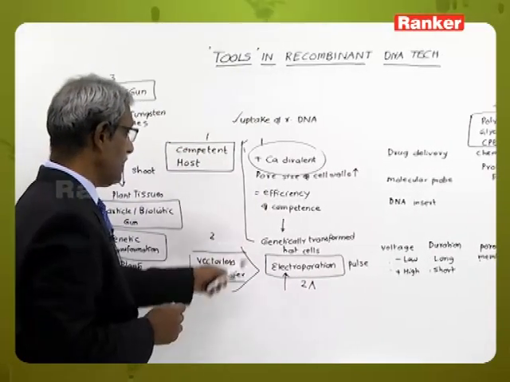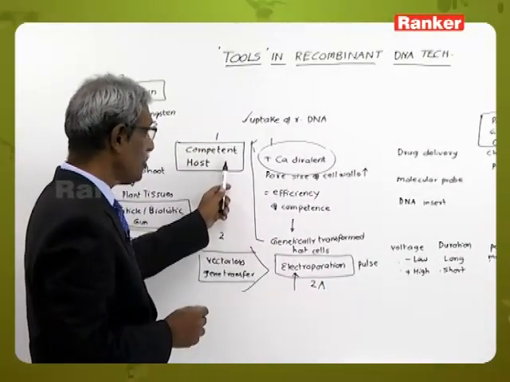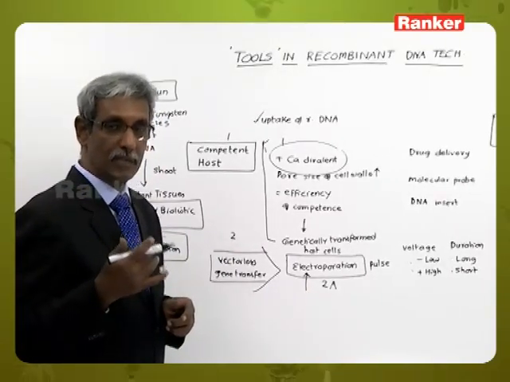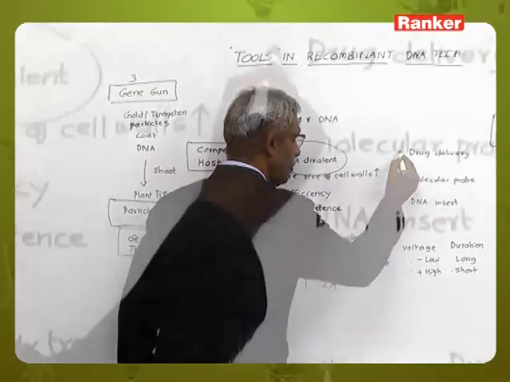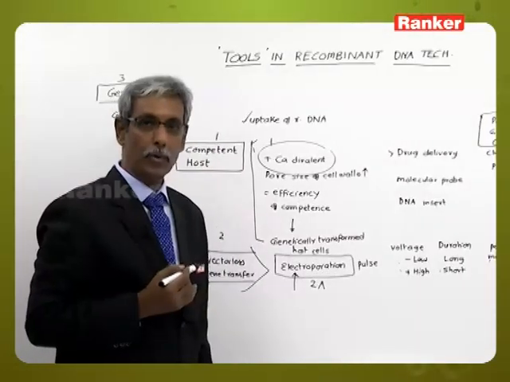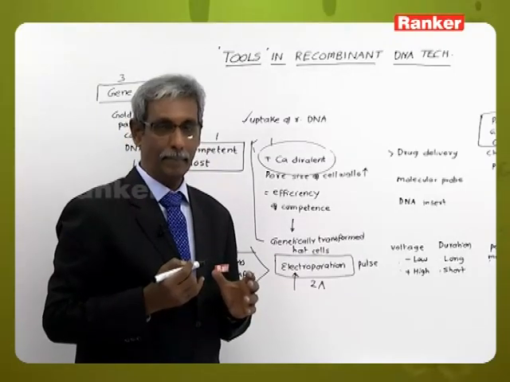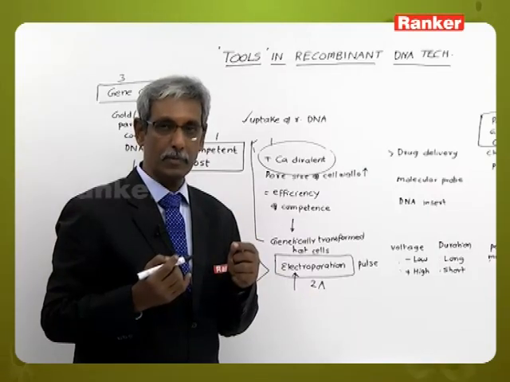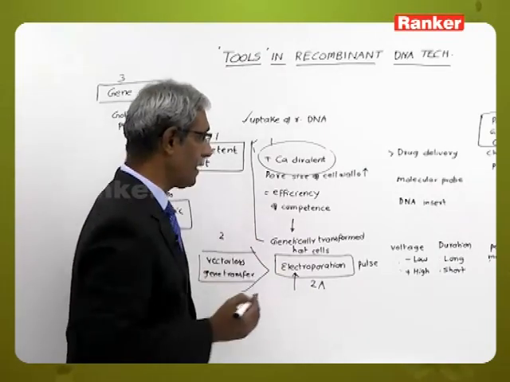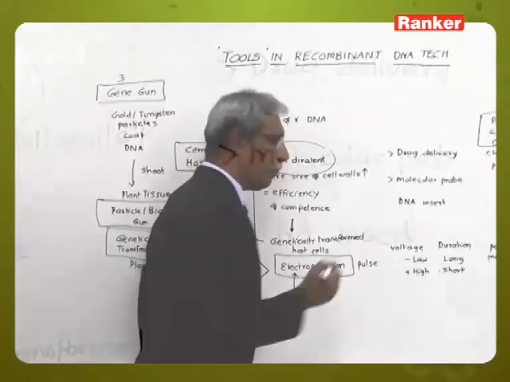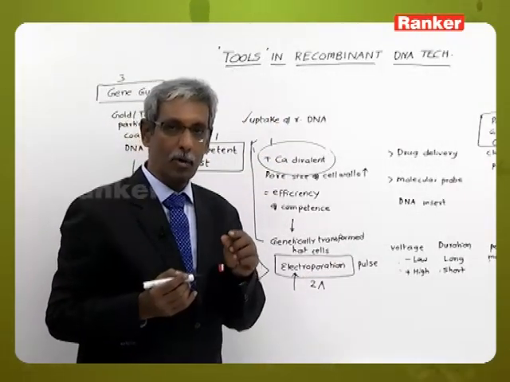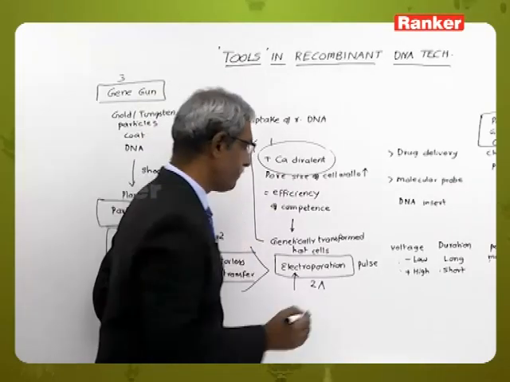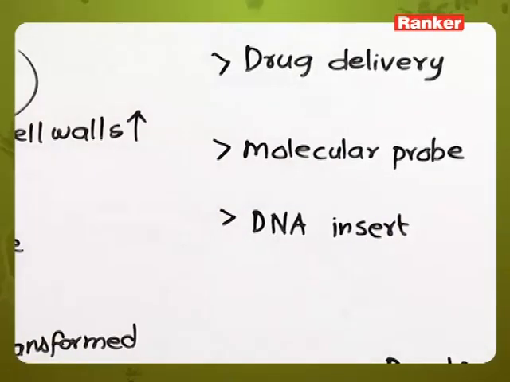In addition to this, if you take electroporation as well as the use of a competent cell, what are the advantages or the applications of this method? It's easy to know how a drug is delivered, how you can do drug delivery into a plant cell. When you put in a drug, or a gene which is responsible for the development of a drug, it's easy to probe that. So you can use it as a molecular probe. You can have a gene or an enzyme and know the pathway of how the particular gene is moving. And you can also study a DNA insert.